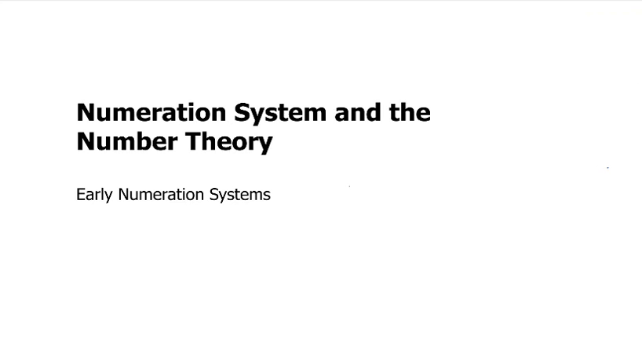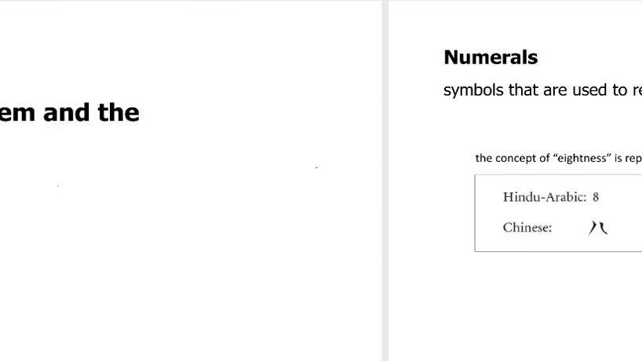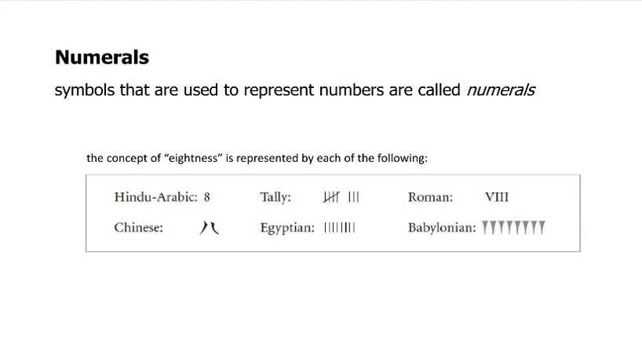Hello, my dear students. So today let's start our unit on numeration system and number theory by talking about the first topic, which is the early numeration system. We are about to see how the Romans, the Egyptians, and the Chinese used different numerals and number systems to count. Let's have some definitions first.